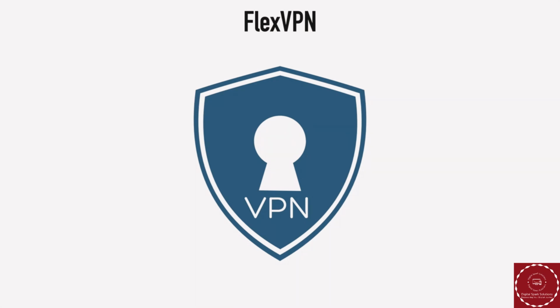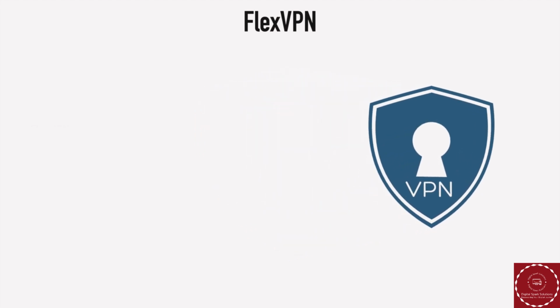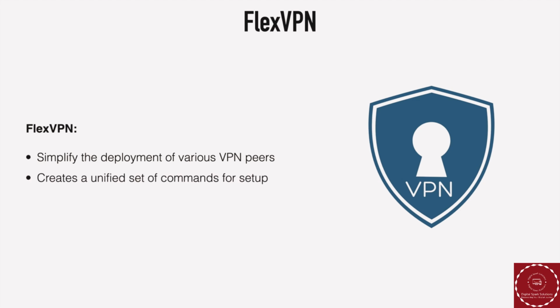Another type of VPN that we need to compare for the SCOR exam is FlexVPN. This Cisco technology is a new implementation of the IPsec tunnel using the IKEv2 protocol. The goal of FlexVPN is to simplify the deployment of VPN peers, including site-to-site, remote access, and DMVPN. This is done by creating a single set of commands for the setup of remote peers.